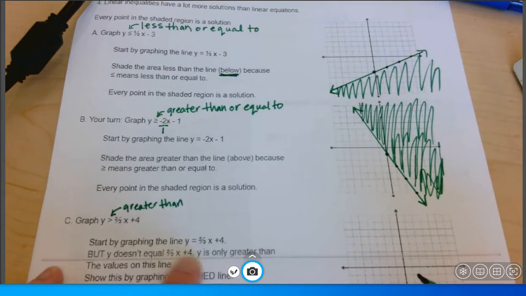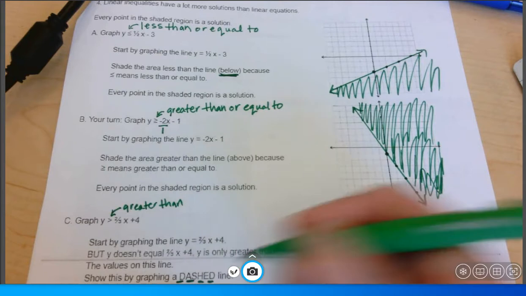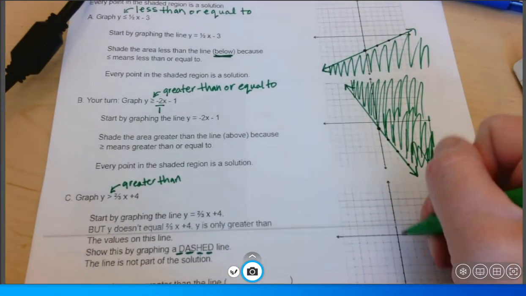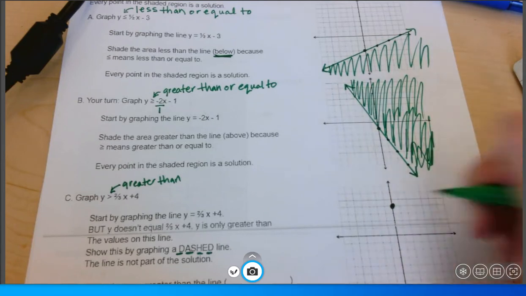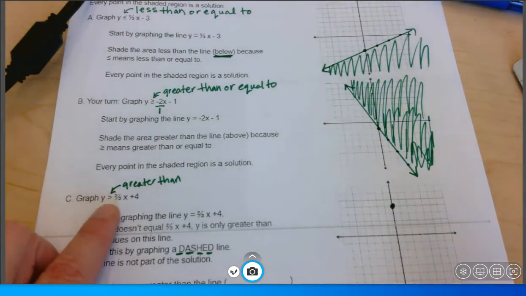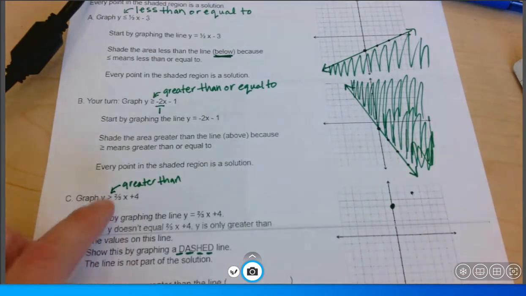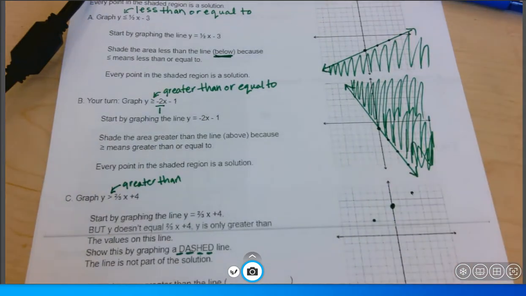All right, so since there's no equal to on it, we are going to use a dashed line. Dashed line looks like that. So I'm still going to start at 4. And I'm still going to do a slope that goes up 2 and over 3, like that. But I'm going to make a dashed line.